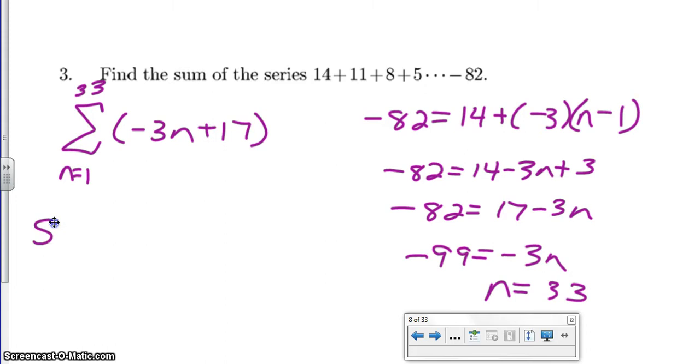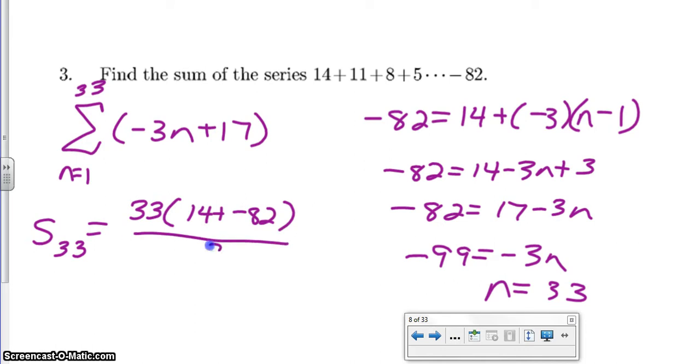And then let's go ahead and find the series sum at 33. All right, so 33 terms. First term is 14 plus negative 82 divided by 2. Okay, Mrs. Rose, it'll probably be a little bit smarter to do the parentheses first. So negative 82 plus 14 is equal to negative 68, divided by 2 is negative 34, times 33, and the correct answer is negative 1,122.